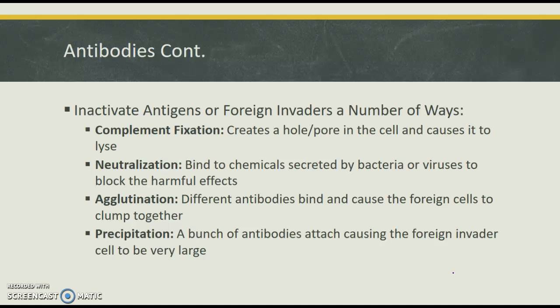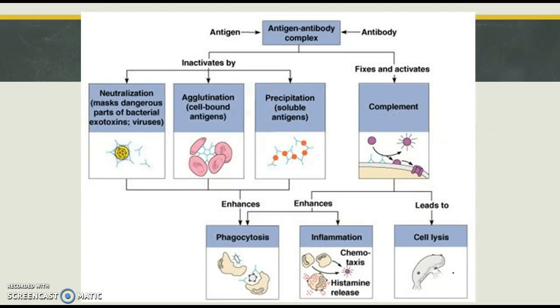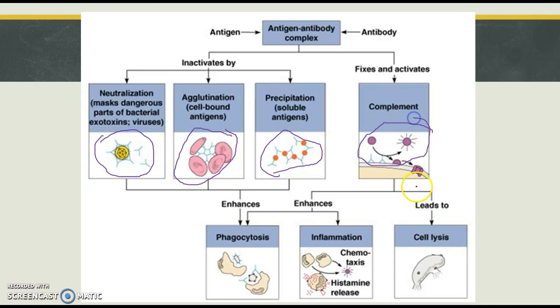So here we go. Neutralization, literally blocking the bacteria or virus. Agglutination, trying to clump them all together. Precipitation, trying to make the cell larger so it's easier for other cells to come and destroy it. Or complement fixation, which allows the water to rush into the cell and lyse.